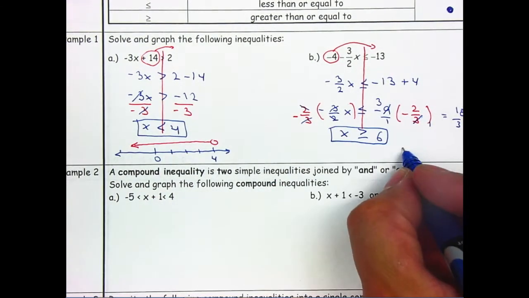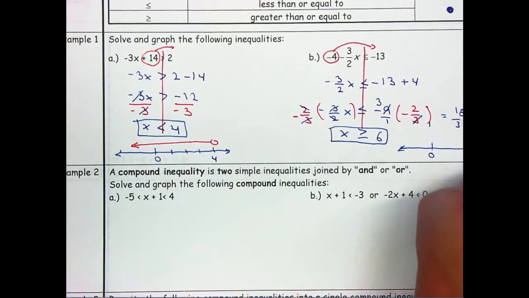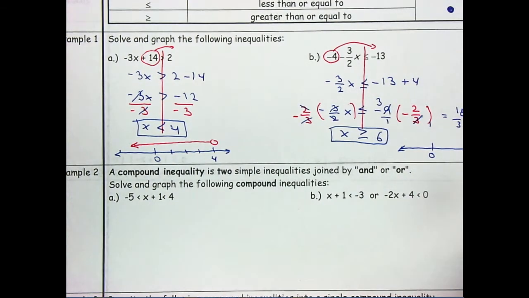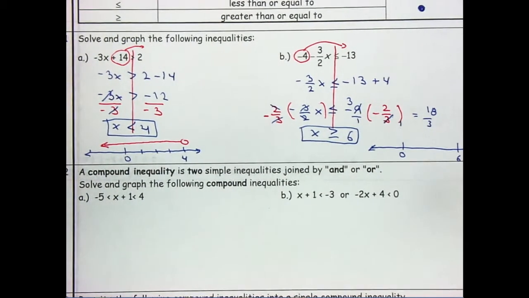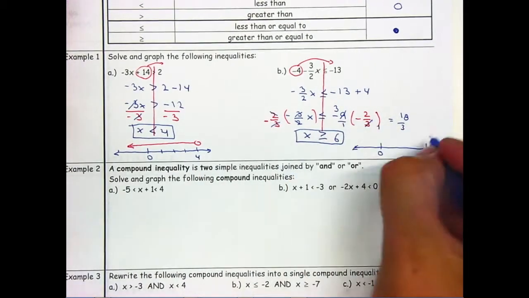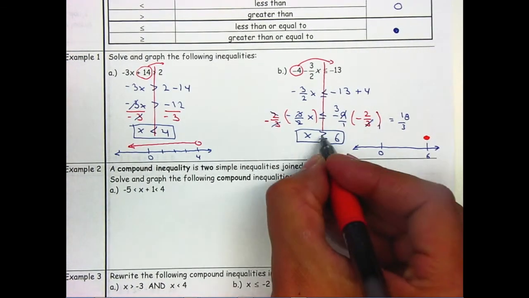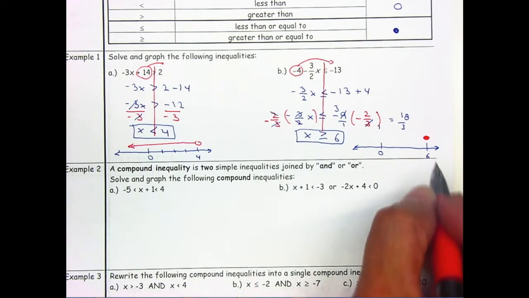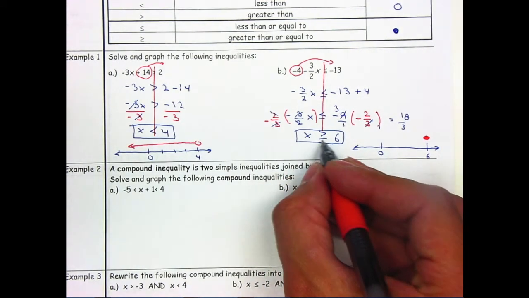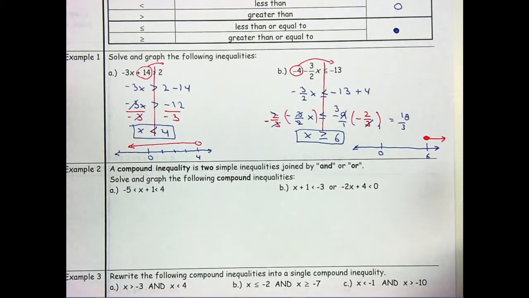I'll make a quick graph. It's a number line. This is 0. I'm going to assume that 6 is over here. This is going to be a closed circle because we have the greater than or equal to. And we're looking for all the numbers that are greater than or equal to 6. All the numbers that are greater than or equal to 6 are to the right.